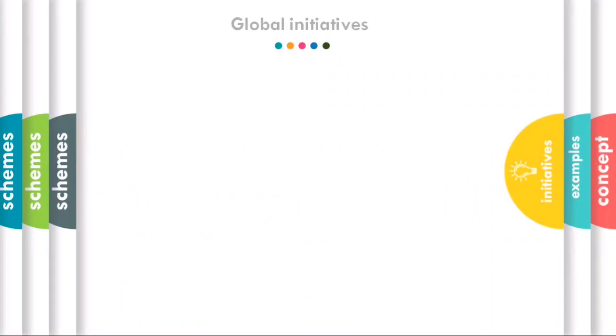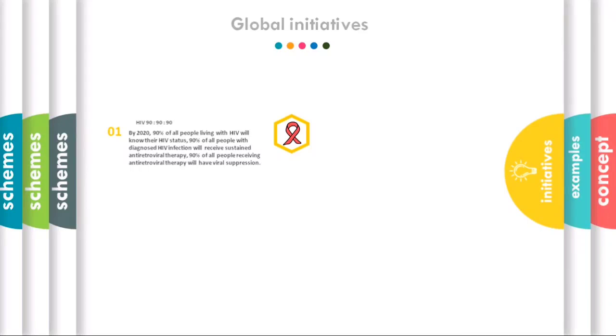In the next slide, we'll discuss some global initiatives. First global initiative is HIV 90-90-90 by 2020. This is an initiative launched by WHO, World Health Organization. This initiative aims at 90% of all the people living with HIV knowing their HIV status, either positive or negative. 90% of the people who know their HIV status and are tested positive will receive antiretroviral therapy, and out of these, another 90% receiving antiretroviral therapy will have viral suppression. So this is the target.